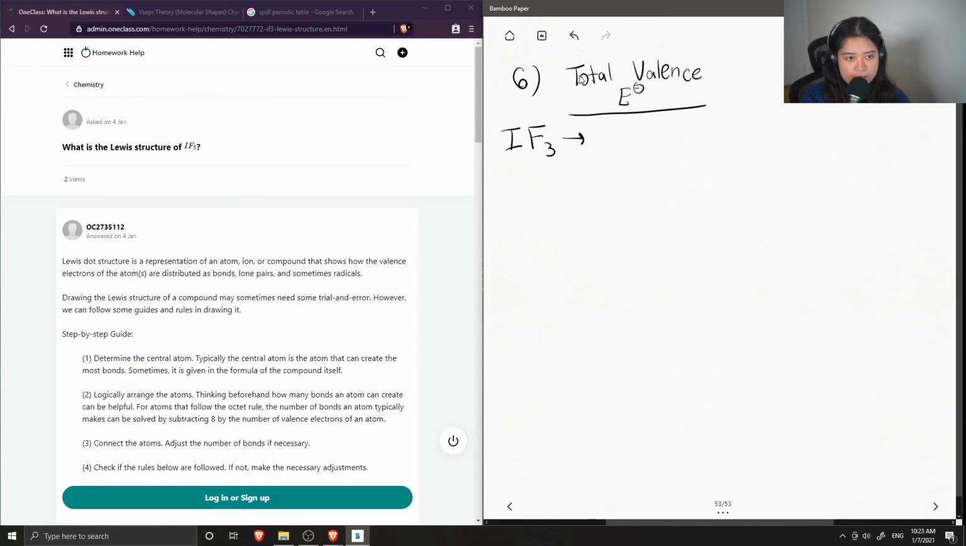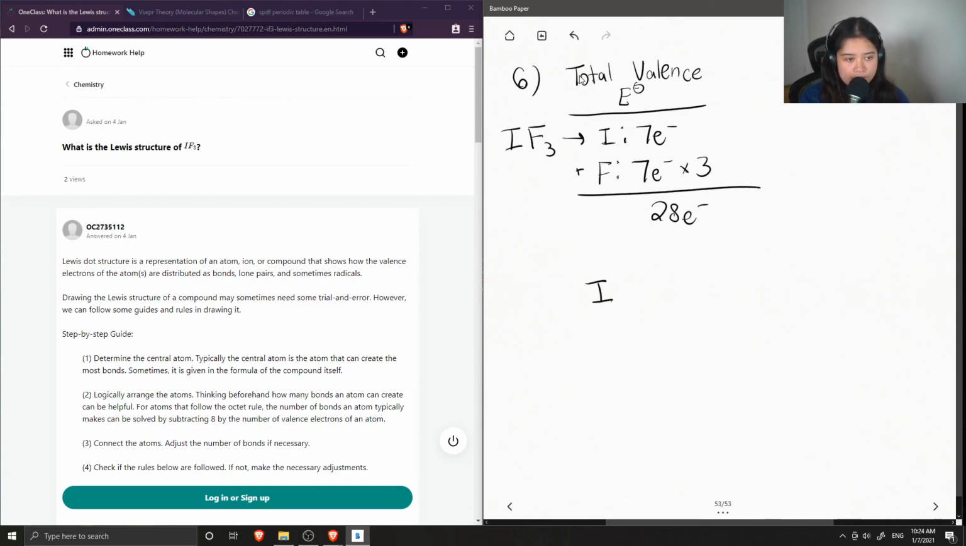So in the case of iodine, there are 7 valence electrons. And for fluorine, there are also 7, but we have 3 fluorine atoms, so we take that into account as well. And we have a total number of 28.